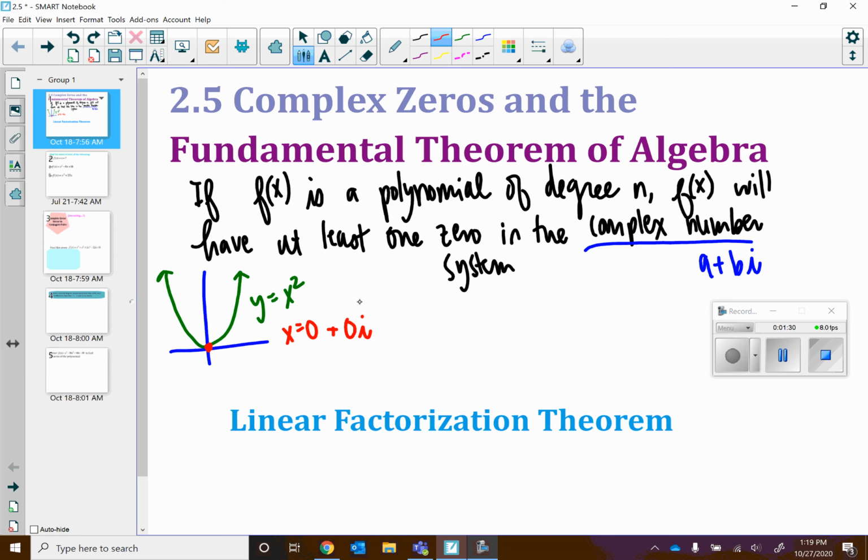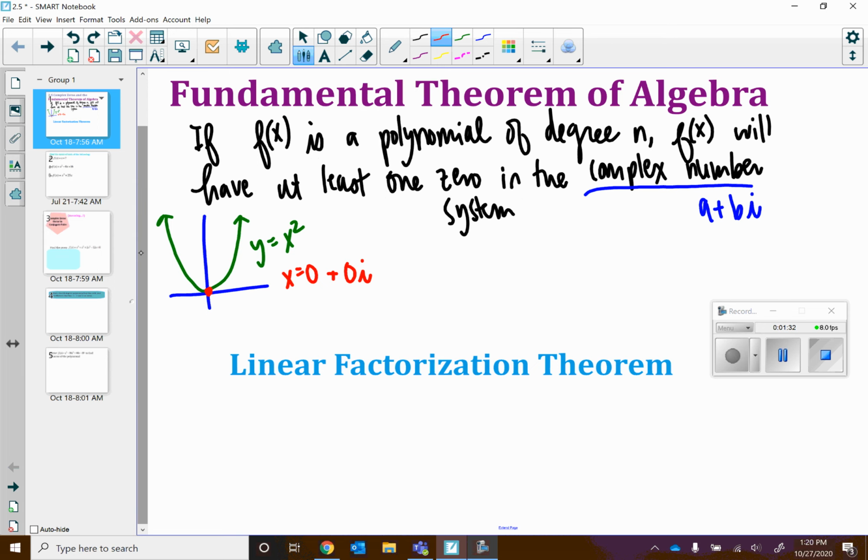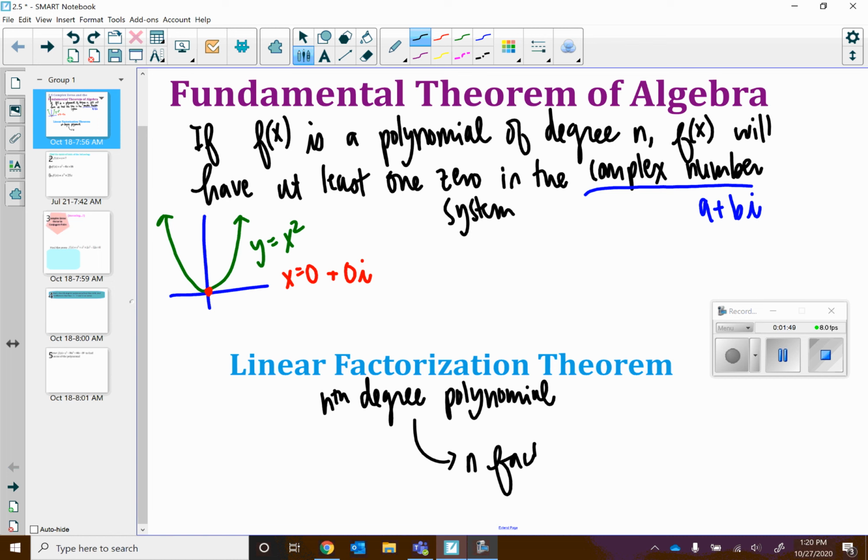But that is our first theorem, and the second is the linear factorization theorem, which I'm not going to write out in its fancy form. All I'm going to say is if it is an nth degree polynomial, we can expect n factors. Some might be real, some might be imaginary.